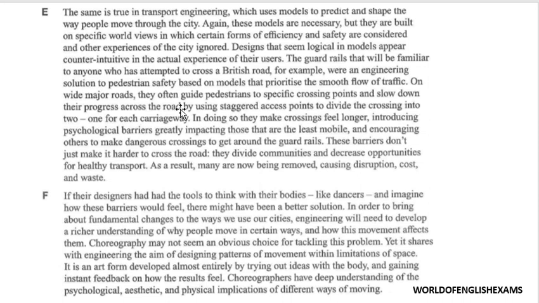On wide major roads, they often guide pedestrians to specific crossing points and slow down their progress across the road by staggering access points. So they are talking about an example in Britain, how these measures were used to help people, but did they actually consider all the points? No, they ignored some of the points. That's why they were unable to help people. Although they were intended to help the people, people are not actually benefiting from this because there were some loopholes in the method that was chosen.